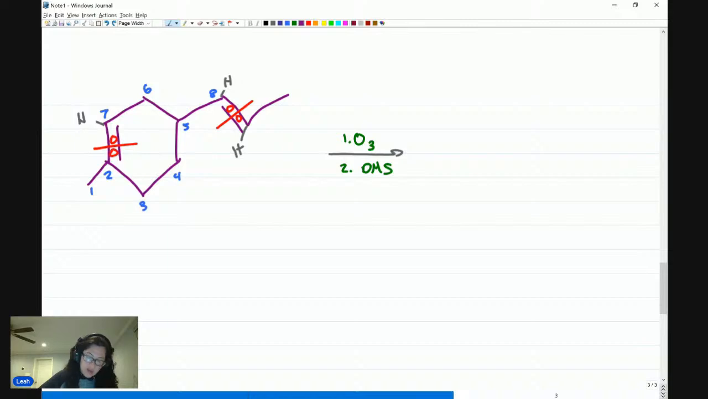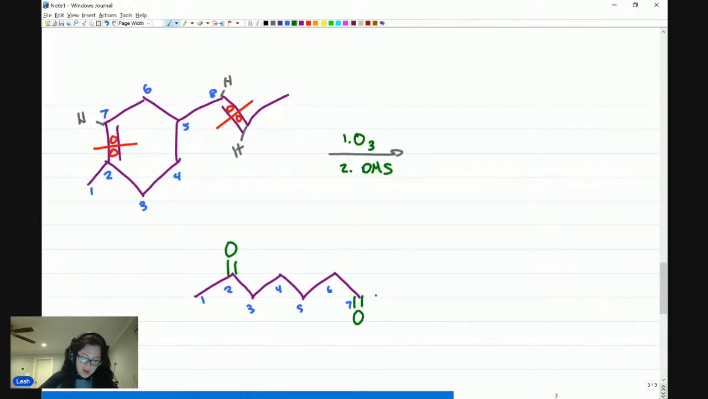Some professors and some students like to just draw it exactly as they see it. 1, 2, 3, 4, 5, 6, 7. Number it so you know where to put all your pieces. And then what do we have on here? On carbon number 2, I have a carbonyl. Look at that. It's a ketone. On carbon number 7, I have a carbonyl. Because it's terminal, it automatically is an aldehyde.